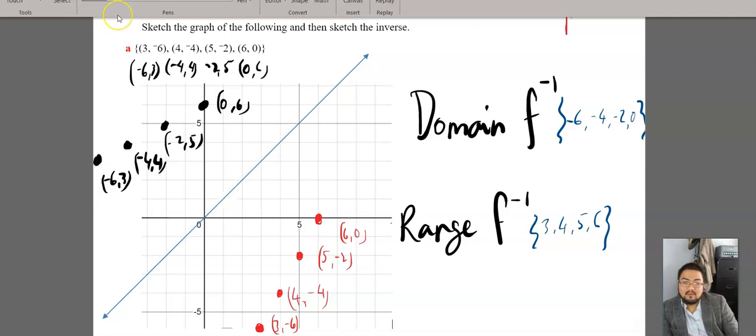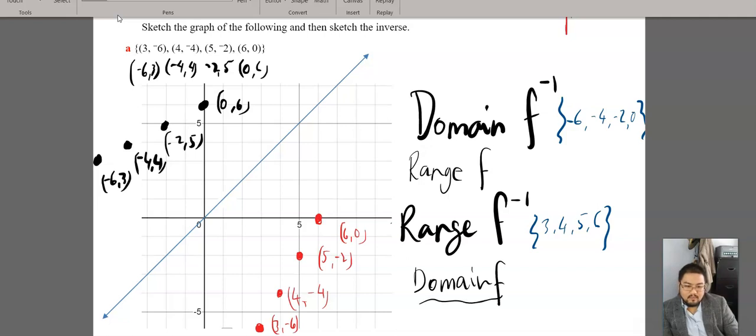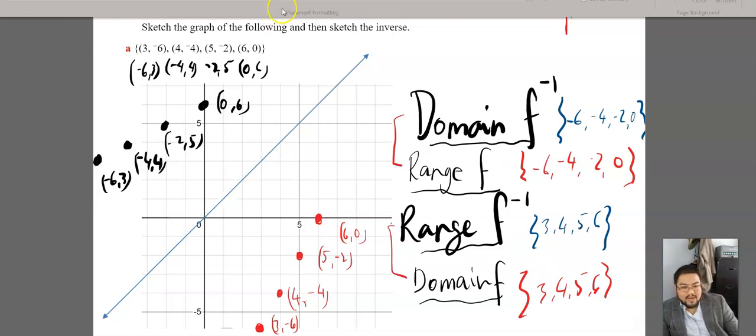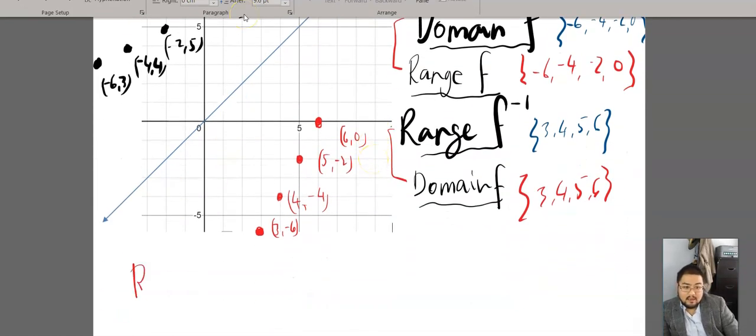Now, to take it to the next step, I want you to work out what is the range of f, and what is the domain of f. So this is the original red function. This is the inverse. Let's do it in red. So the range of f, going up and down, we go from negative 6, negative 4, negative 2, 0. And going across, the domain is 3, 4, 5, 6. Wait a second, there is something going on here. Why are these two the same? So we have come up with our next idea: the range of f is equal to the domain of its inverse.